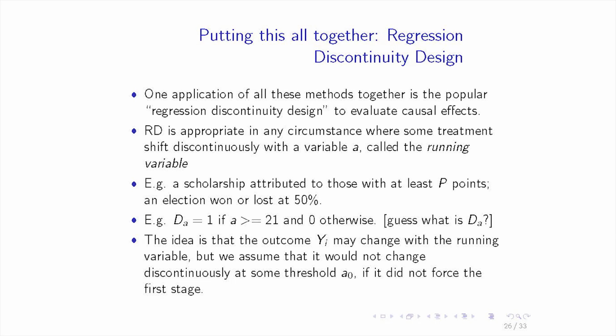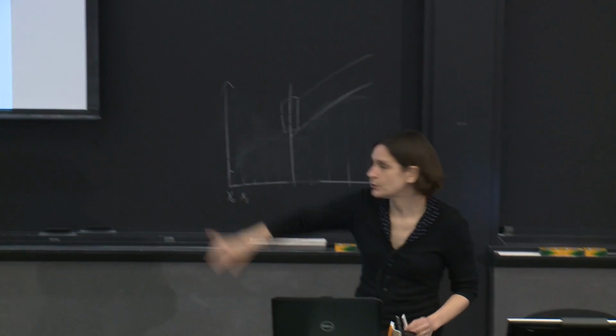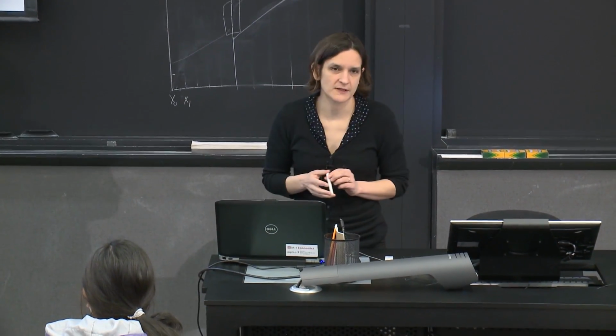is some treatment, for example, being admitted to Boston Latin, which shifts discontinuously with some running variable at a threshold. Call the variable A, but that's because I'm using someone else's notation. Usually we use X notation, but call this variable A for some reasons. And call your treatment dA equal A1 if A is greater than some threshold. For example, here I put the threshold as 21. Let's call the threshold alpha 0, and 0 otherwise.